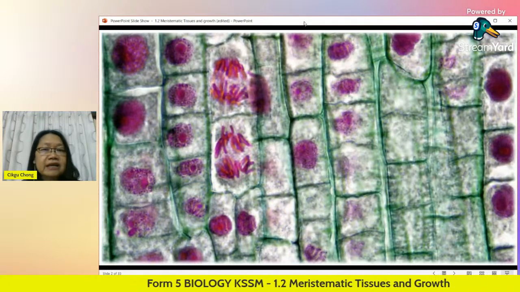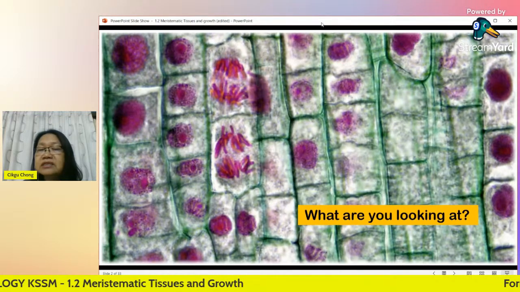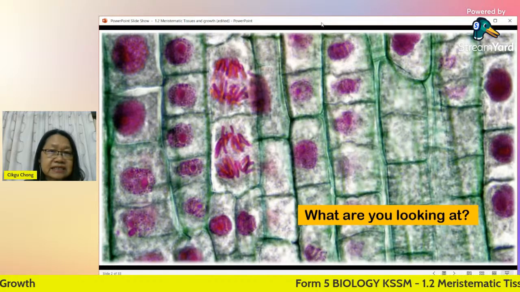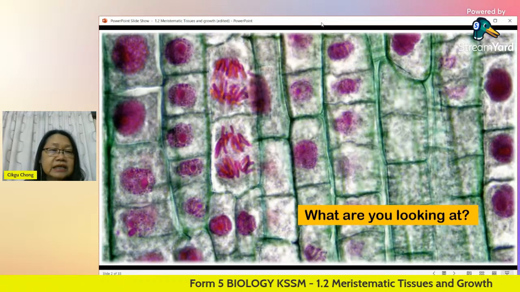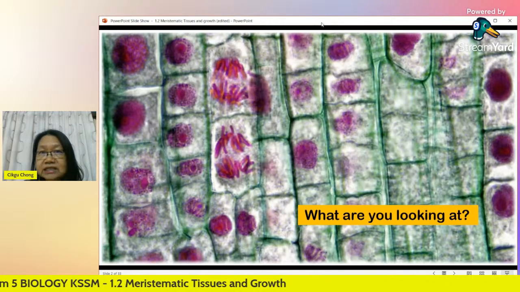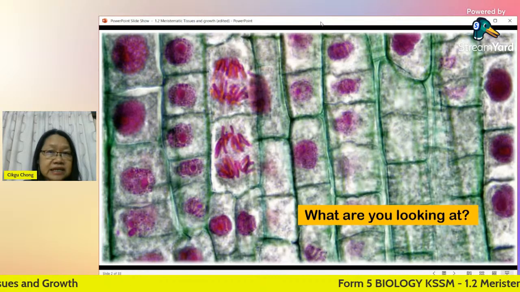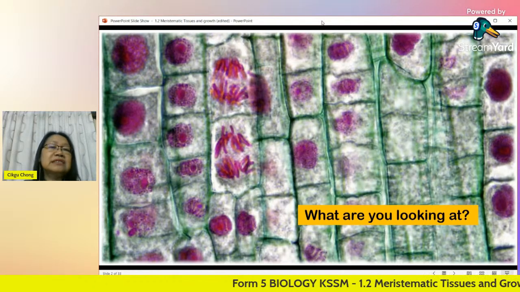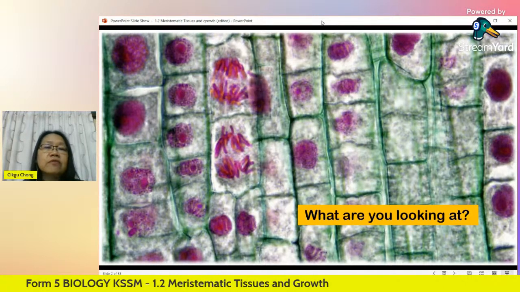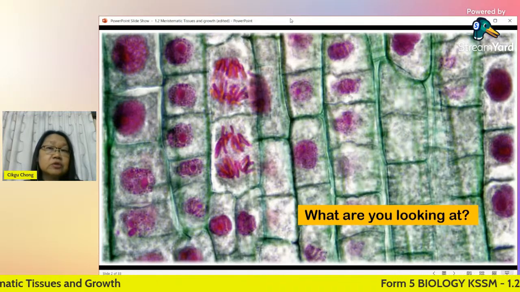Do you know what you're looking at? I'm very sure you'll be very familiar with this. You saw this in Form 4 last year when you did chapter 6. Some of you will realize that the purple parts are the nucleus of cells, and this is a plant cell. We're looking at a picture taken under the microscope of plant cells undergoing various stages of mitosis.